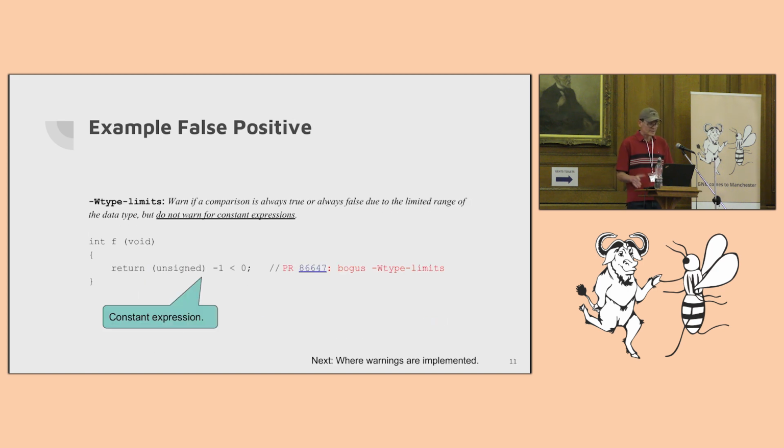An example false positive: we have a type limits warning that warns when a comparison is always true or always false due to the limits of a data type, but it doesn't warn for a constant expression. And here we have a bug report that says, well, I have a constant expression here and I'm getting a warning. That's, I think, a pretty obvious and non-controversial case where the warning should not be issued.